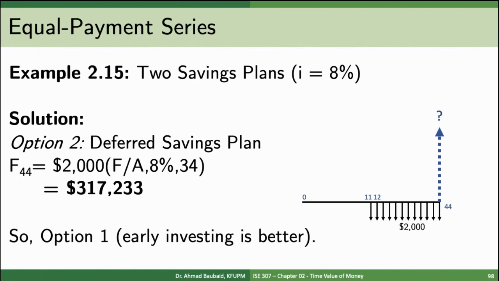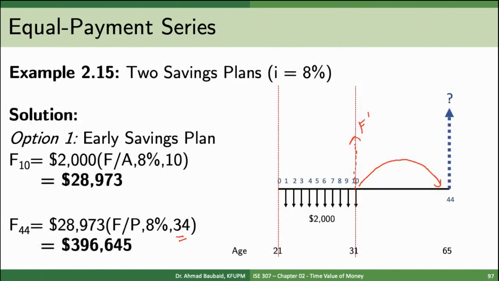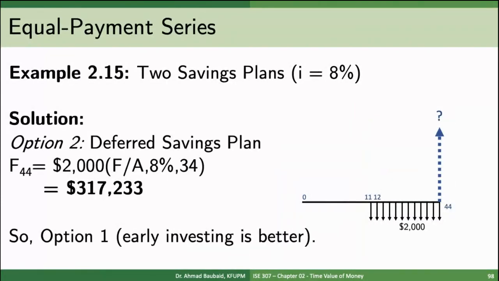$317,000. So if I compare the two, I see that option 1, investing early, even though it's investing only for 10 years, because of compound interest, this amount is going to grow and grow. So I'm better off investing early.